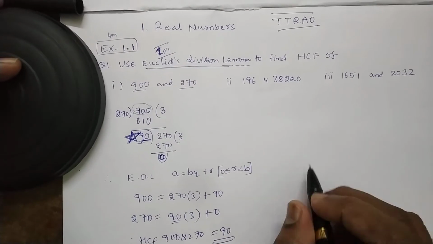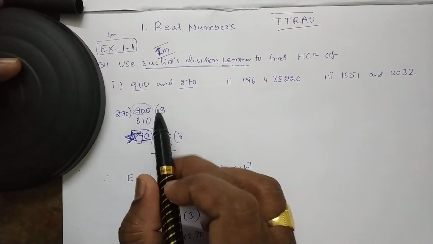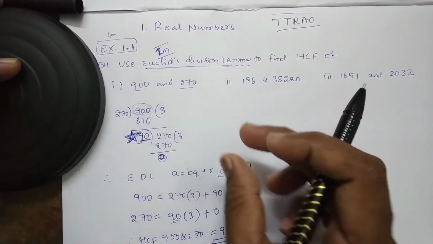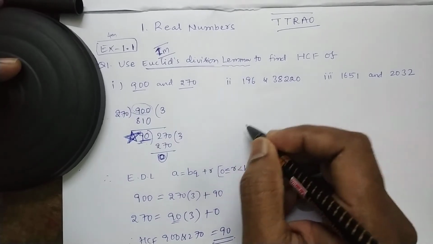Don't forget, you can also show the division. Actually some children do the division in the rough column. So you can even show the same division also. Nothing will happen. Okay.